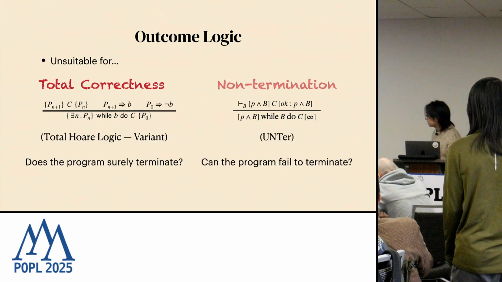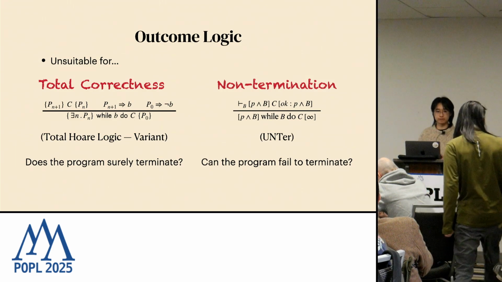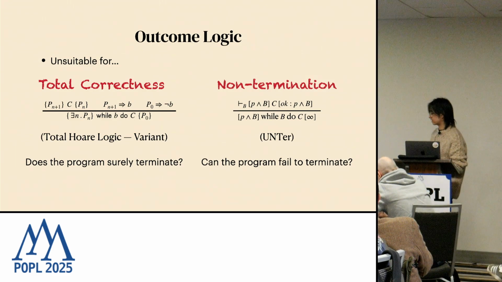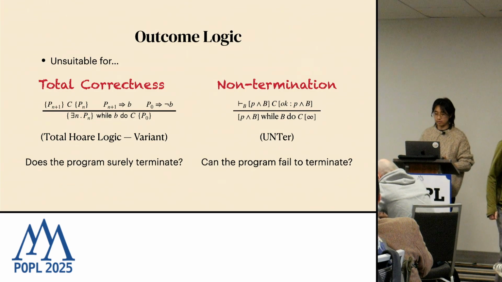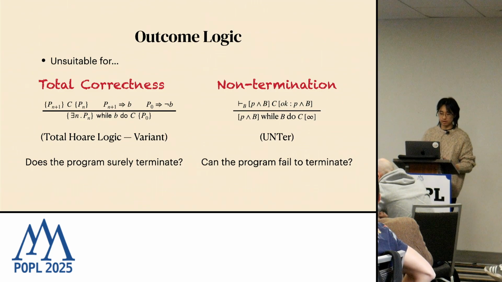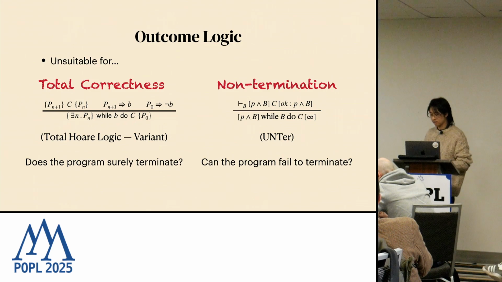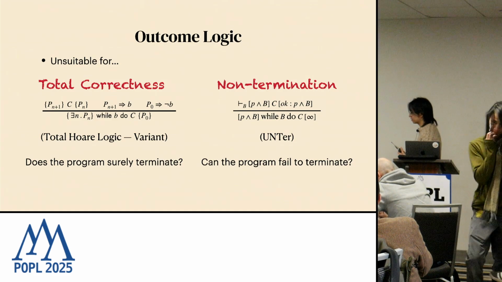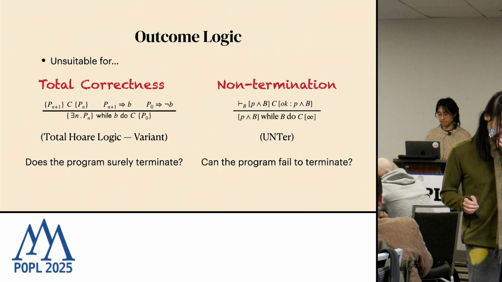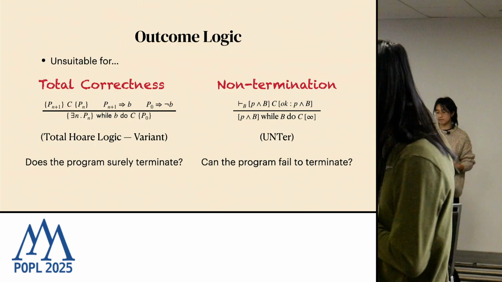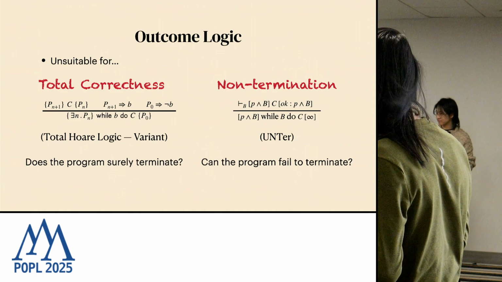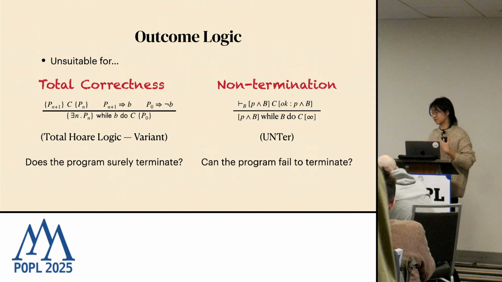But despite this, there are some limitations, in particular when it deals with the effect of termination and non-termination. Outcome logic is unsuitable for proofs of total correctness, as you might see in total Hoare logic with the variant inference rule. It also struggles with proofs of the existence of non-terminating executions. And this is a direction of work that has seen much more attention in the incorrectness sphere with the development of a logic like UNTER.